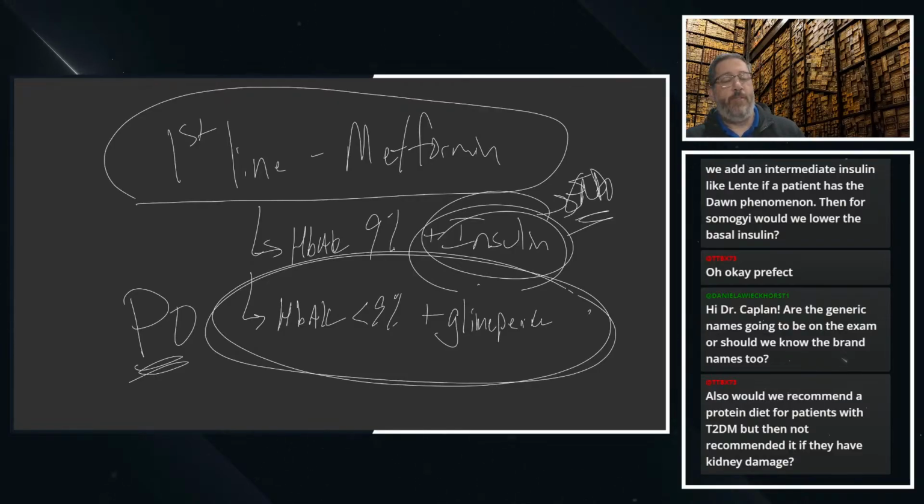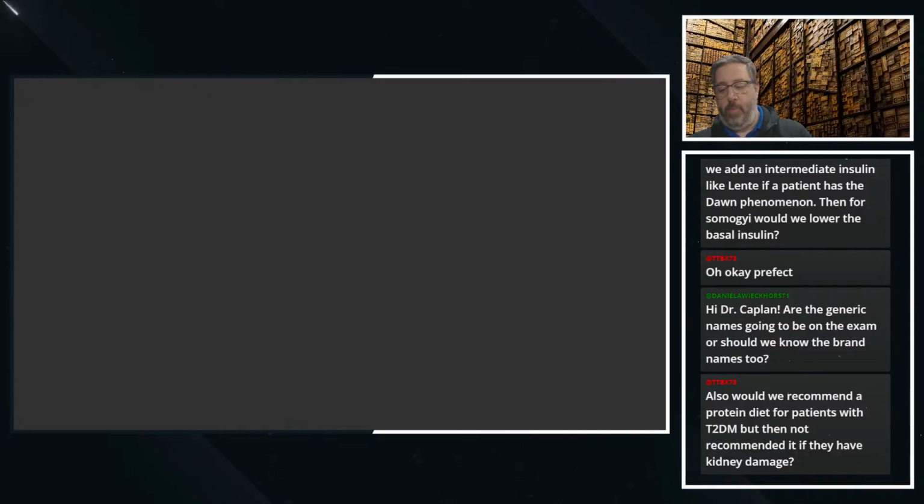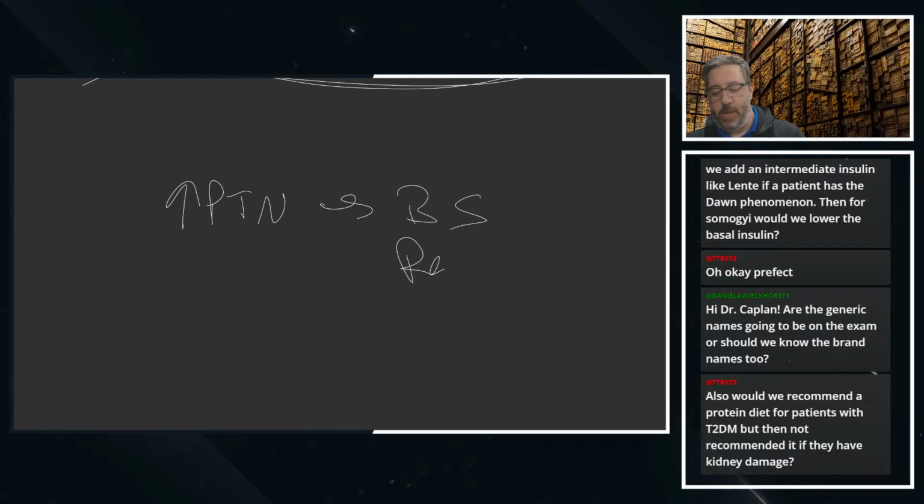That's correct. So if they're type 2 diabetic and their kidneys are okay, yes, they're going to benefit from that high protein diet, just due to the blood sugar response. You're going to have a gradual increase with a nice protein diet, whereas if you didn't, you might have a big spike. We want to avoid that.